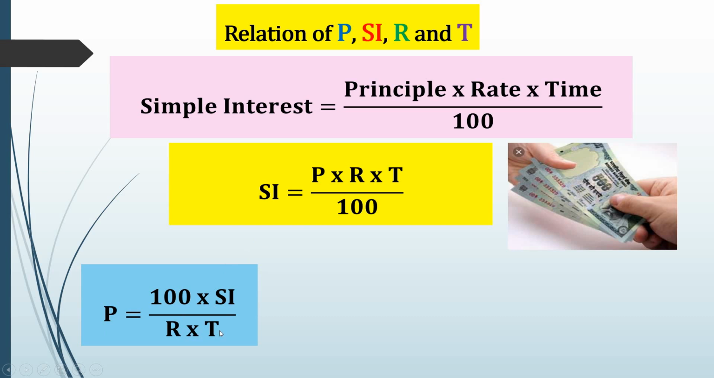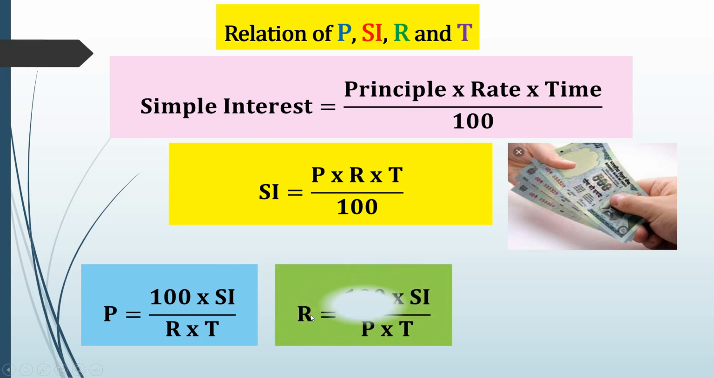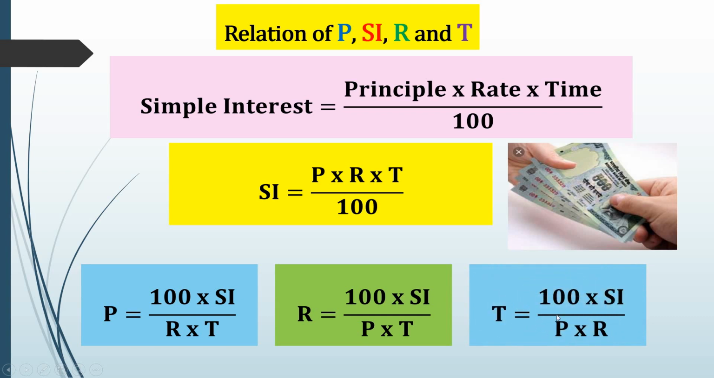So divided by rate into time. In the same way, rate can be calculated as 100 into SI divided by P into T. Just change the position of R and P. And finally, we can also find time by the relation T equals 100 into SI divided by P into R. So the main formula which you have to know is SI is equal to P into R into T divided by 100. And by rearranging this formula, you can find other variables, like principal, rate, or time.